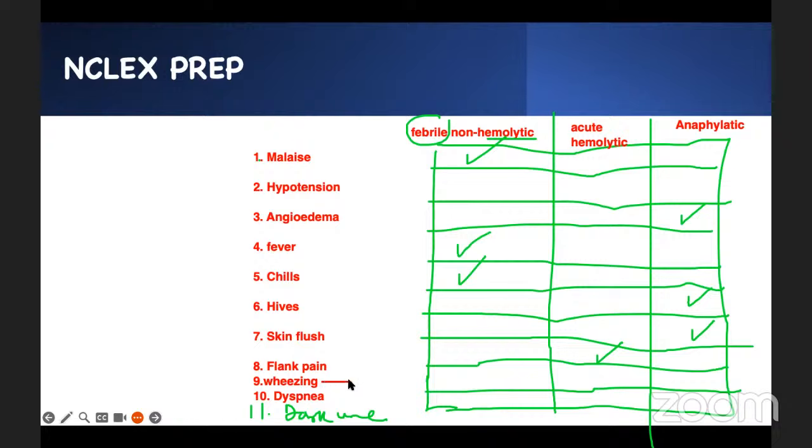If you're wheezing, think about it. The only people that wheeze are those who have an allergic reaction. So that goes to anaphylactic. And dyspnea on exertion is anaphylactic. It's an airway problem. You see, you don't have to memorize. Dark urine means the blood vessels are breaking down, so it has to be hemolytic. And of course, hypotension. You become hypotensive if you have a hemolytic problem and if you have anaphylactic. This is the way the table would look.